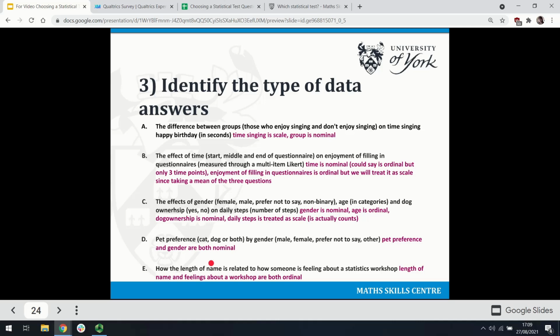So that's actually ordinal in that case. And then how someone's feeling about a stats workshop, we ask them to use the slider to make a sad or happy face, and then we translated those faces into 1, 2, 3, 4, 5. So those numbers 1 to 5, they're ordinal, very similar to a Likert style question.